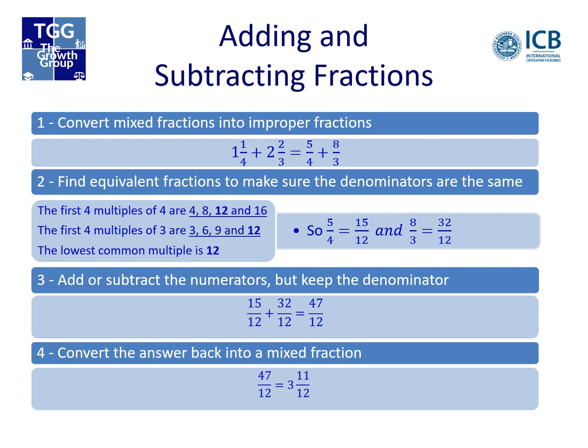And then the last thing we do is we convert the answer back into a mixed fraction. If we take 47 and we divide it by 12, we are going to get 3 rest 11, and therefore we write it as 3 and 11 over 12, or 3 and 11/12.